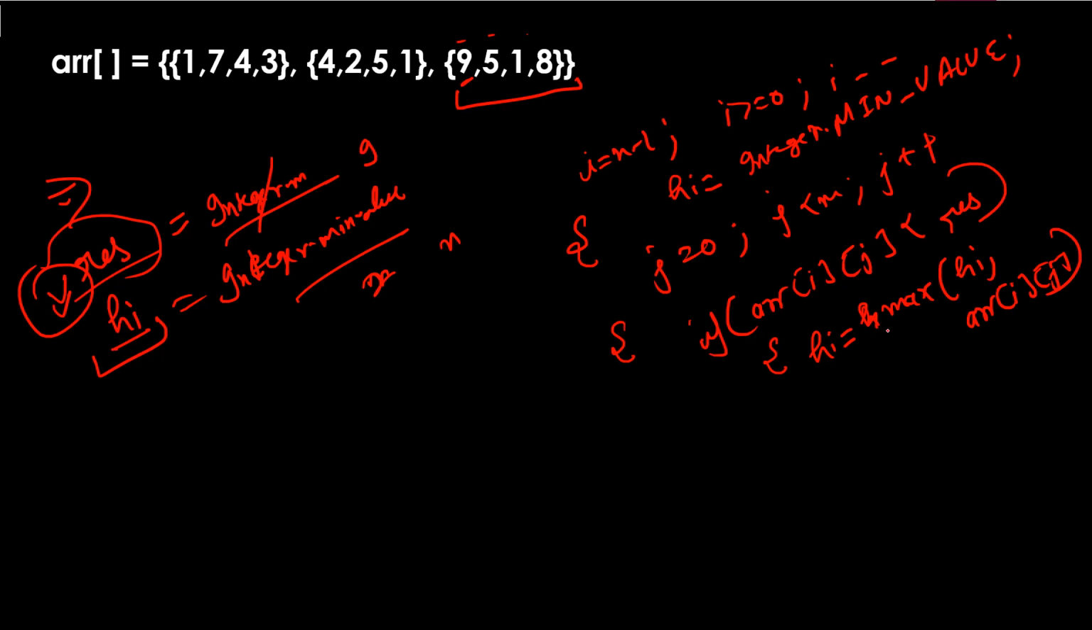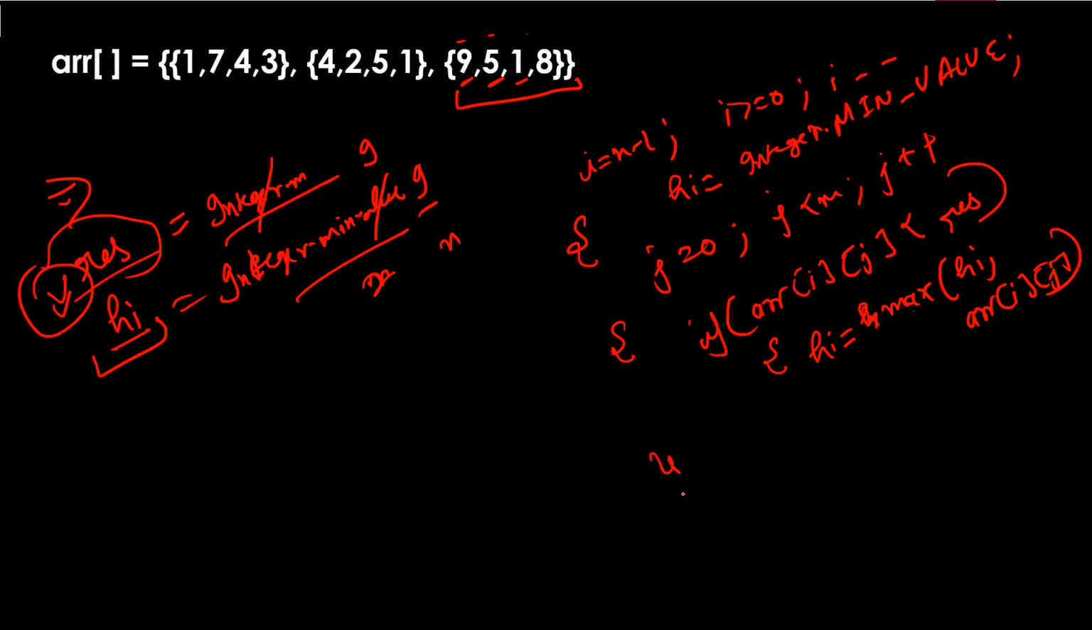In high, what do we have? Maximum of high or arr[i][j]. In high we have taken Integer.MIN_VALUE, so obviously the maximum one is 9. So high value will be updated to 9. Now we'll proceed further. For 5, this condition is going to be true again, but as the value in high is greater, 9 will remain as it is. For 1 as well we are going to check, for 8 as well. That is what is going to happen.